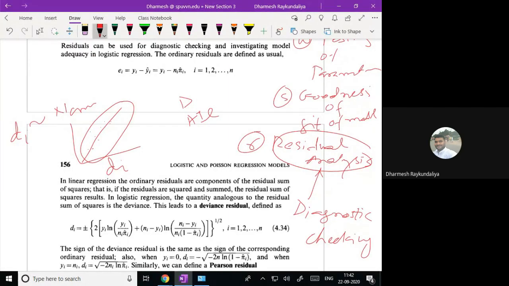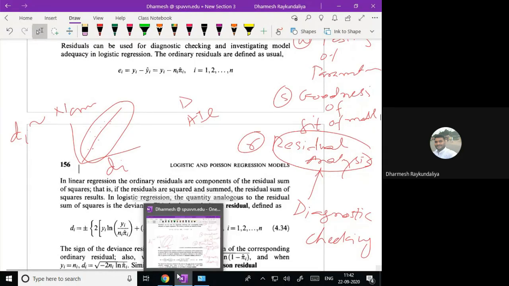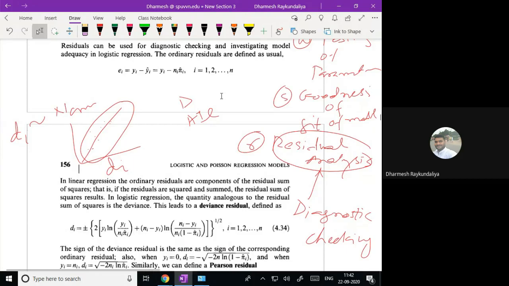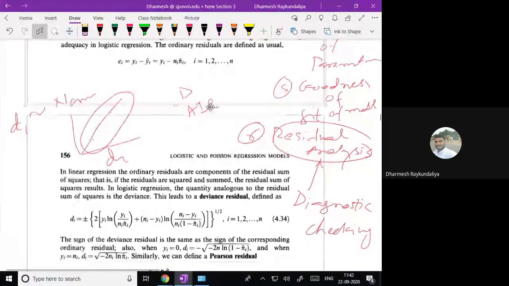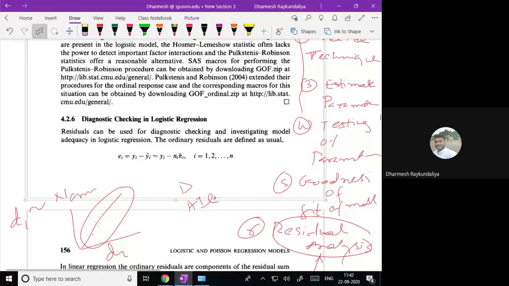So as we discussed, there are three residuals in the generalized linear models. One is the Pearson residuals, second one is the Anscombe residuals, and third one is the deviance residuals. Residuals is nothing but the observed minus estimated or predicted. In our case, because we are predicting pi cap, we are trying to predict the expected response. The expected response in a binomial trial is n pi, so we call it ni pi cap. So yi minus ni pi cap is my residual.